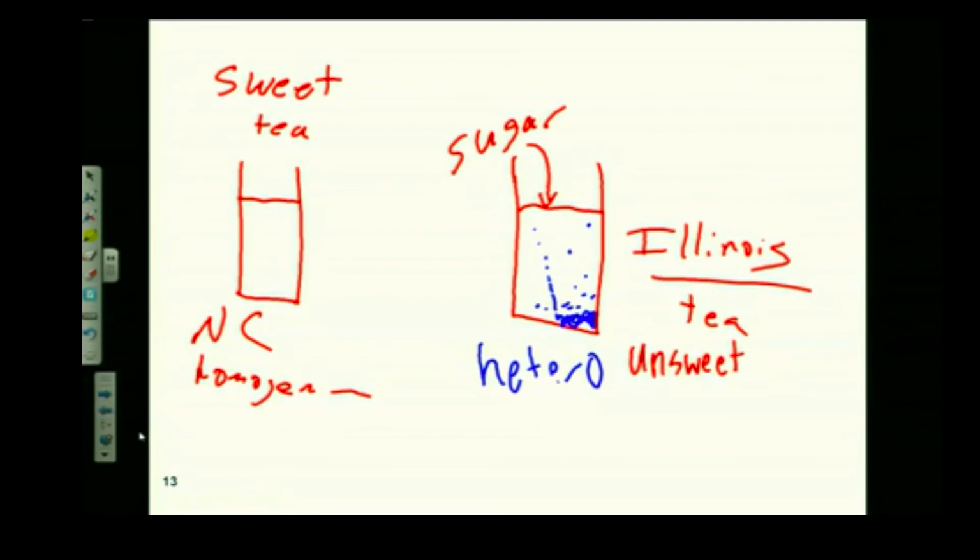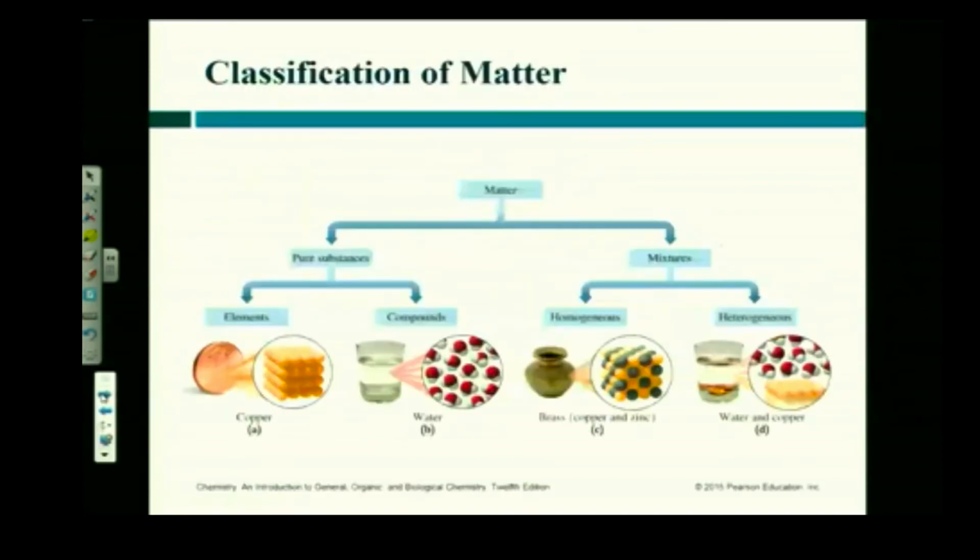You see the difference between heterogeneous and homogeneous? Okay. In this class, we will deal mostly with homogeneous solutions. Heterogeneous solutions are difficult to work with. We won't say too much about them. We might say a little bit.